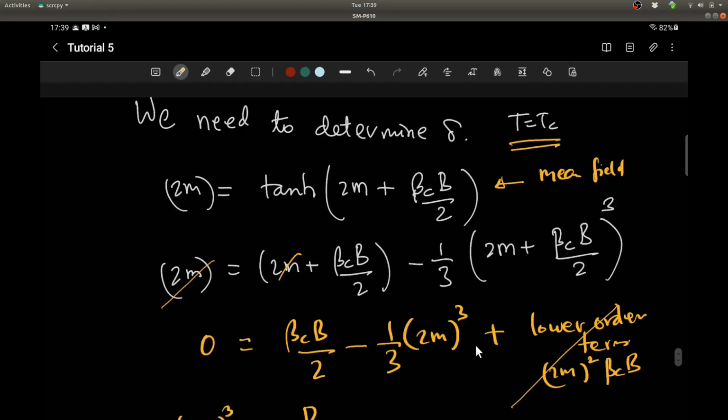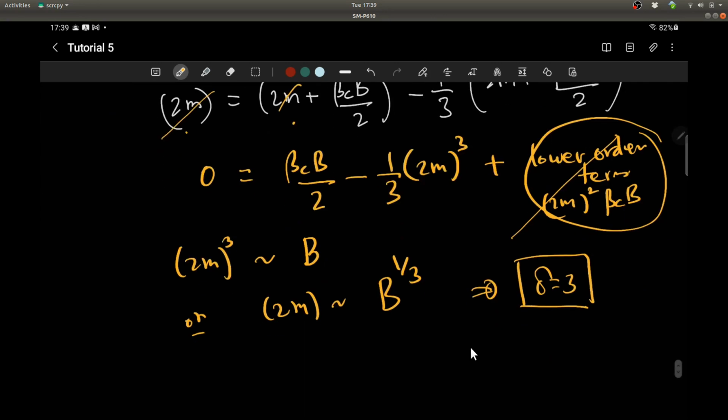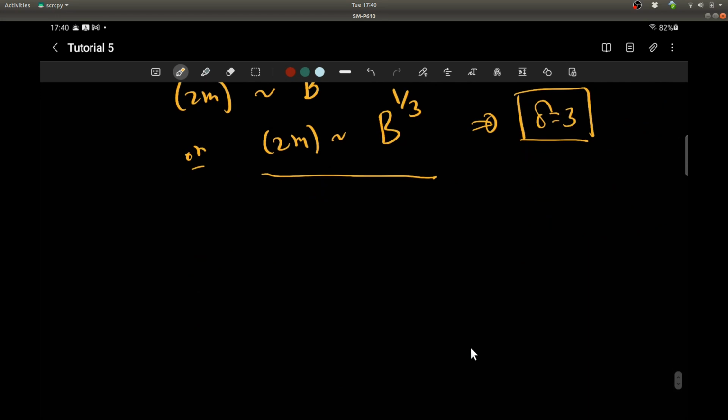Oh my god. So 1 second, sorry, in the recording it would have gone. So we need to determine delta. So I'm just repeating myself. We look at the equation for the consistency thing, setting t equal to this thing, and we do some manipulation. First thing we notice is that the 2m cancels out, and then we are just left with these terms, and we neglect all these other pieces, and so we just get 2m cubed goes as b, or 2m goes like b power 1/3. So delta is equal to 3. Okay, so this concludes problem 1.